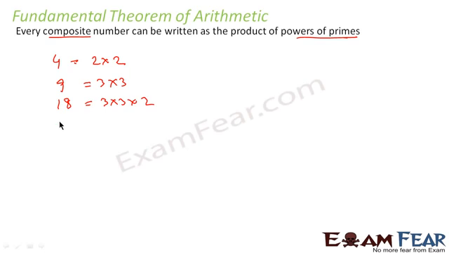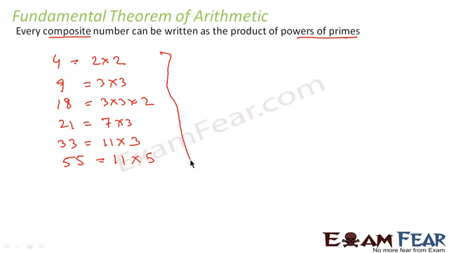Correct? Similarly, let's suppose I have 21 as a composite number, I can write this as 7 into 3. Both are prime. Correct? I have 33 as a composite number. I can say that 33 is nothing but 11 into 3. Similarly, let's suppose I have 55 as a composite number. I can say this is nothing but 11 into 5. So what I am seeing here is any composite number can be written as a product of primes. That is the fundamental theorem.